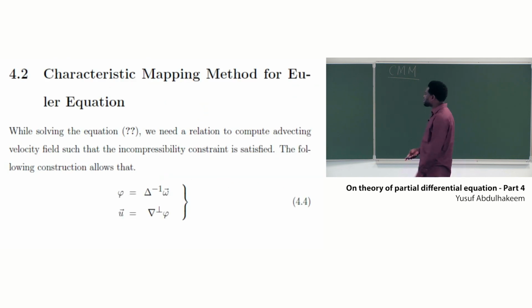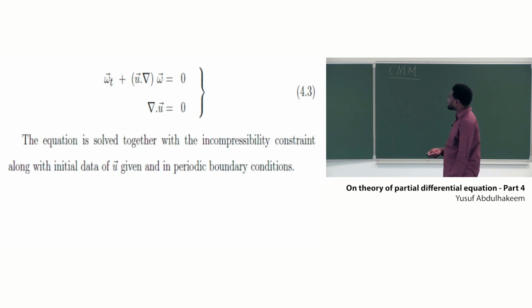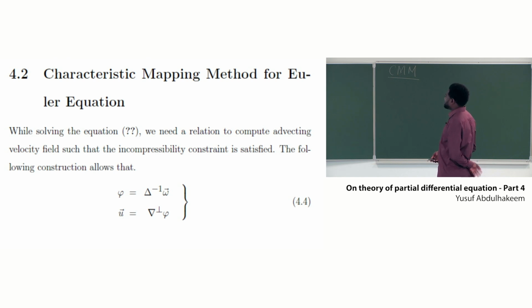So now let us look at how we use the characteristic mapping to actually solve the Euler equation. Now let us look at the algorithm: the characteristic mapping method for the Euler equation. While solving the equation, we need a relation to compute the advecting velocity field such that the incompressibility constraint is satisfied. The following constructions allow that. These are the constructions.